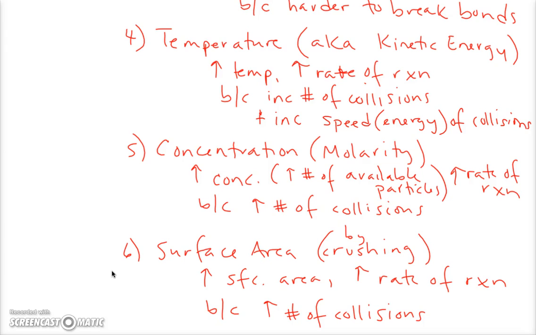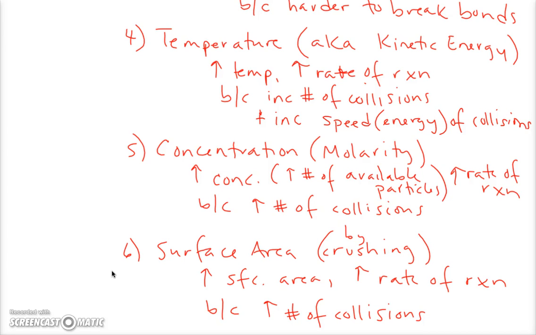Concentration is another factor. Usually the specific type of concentration that we talk about is molarity. With an increase in concentration, with an increase in molarity, there will be an increase in the number of collisions. And that's just because if the solution is more concentrated, you're going to have an increased number of available particles, right? So an increase in concentration will raise the rate of the reaction because it will increase the number of collisions and therefore the number of effective collisions.